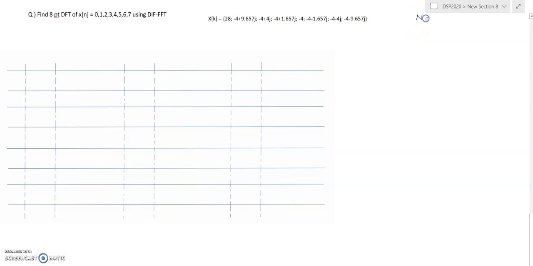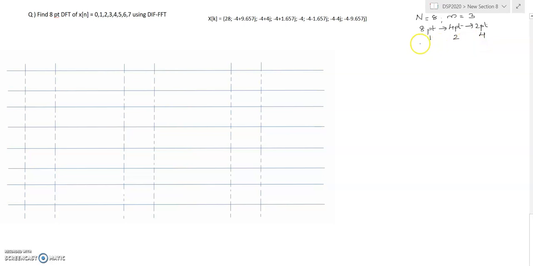So beginning with N, it is 8 here, which means m will be equal to 3. The 3 stages will be 8-point, followed by 4-point, followed by 2-point. 8-point will be done 1 time, 4-point will be done 2 times, and 2-point will be done 4 times: 2 raised to 0, 2 raised to 1, and 2 raised to 2.